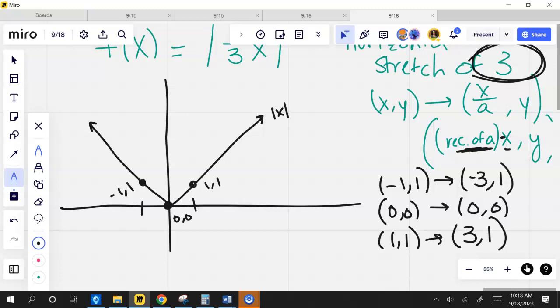So now these are my 3 new points, right? So my new graph looks like (-3,1), (0,0), and (3,1). Does that look like a horizontal stretch? If my axes were noodles or elastic bands that I could just stretch out, is that what it would look like? Yes. Yeah. Never divide by a fraction, always multiply by a reciprocal.